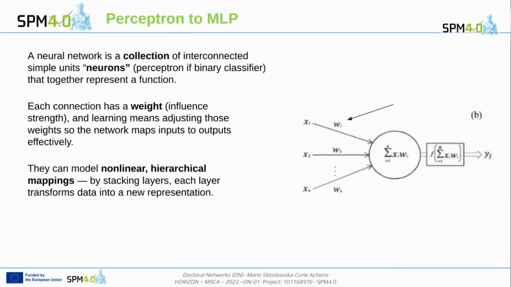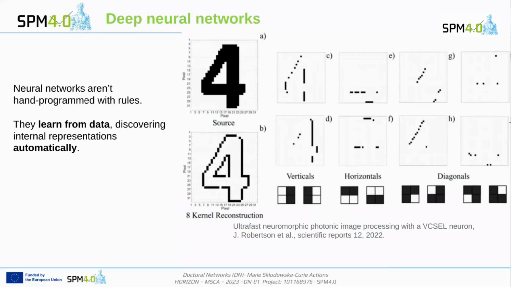This can map nonlinear and hierarchical mappings by stacking layers, and each layer transforms data. So you have some input, you do something to it, you get some output, and you can stack this together. And now here is the key point: all neural networks are differentiable. This is key, which I will explain later, but you should remember this.